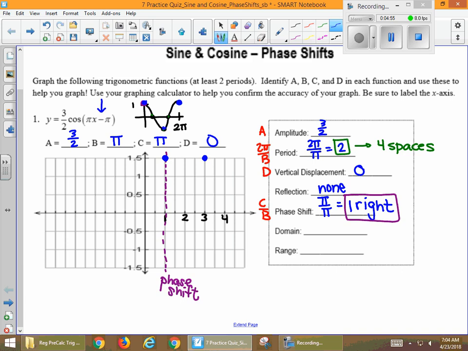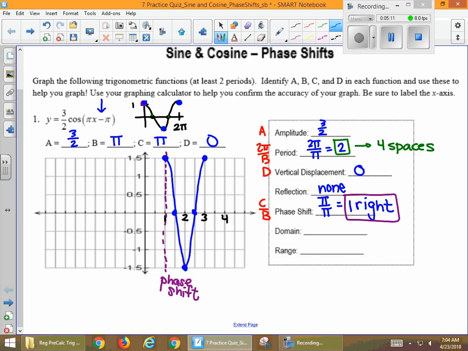My min is right in between, so my min here is going to be a 2. x equals 2, y equals 1.5. Halfway in between, I cross the x-axis. Halfway in between. So that's one period of the function.